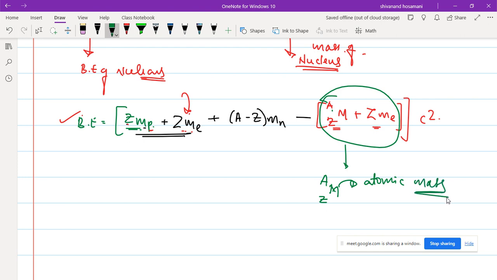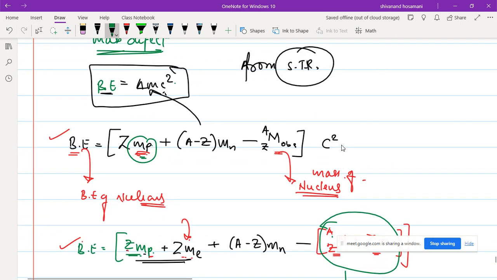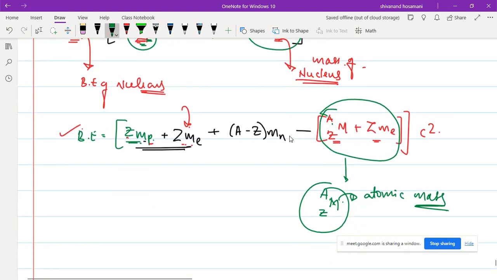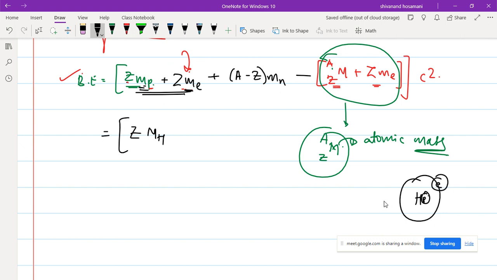Then if they have given only the mass of the proton, then take that as the mass of the nucleus. See here, it's mass of the proton plus mass of the neutron. Mass of the proton plus mass of the electron is generally defined as the mass of the hydrogen, because if you look at the hydrogen atom, it has only a proton inside and one electron outside. There is no neutron in this hydrogen atom. So treat this mass of the proton plus mass of the electron as generally the mass of hydrogen.